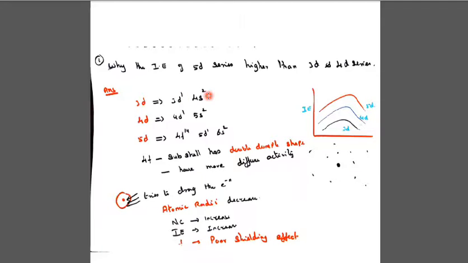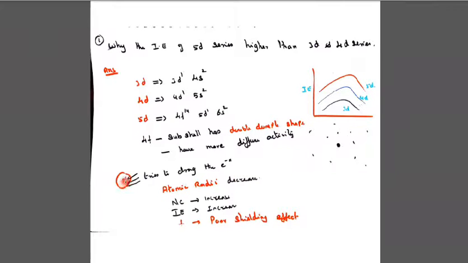3d1 4s2 in the 3D series, 4d1 5s2 in the 4D series, 4f14 5d1 6s2 in the 5D series. This is because these D and F orbitals have very little screening effect because of their diffused character, and not only diffused character, but also their shape. So they have more diffusion character.